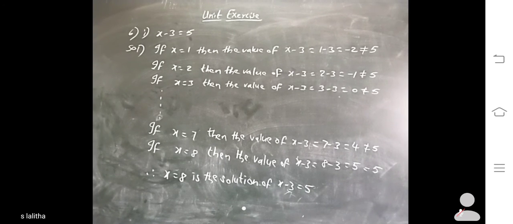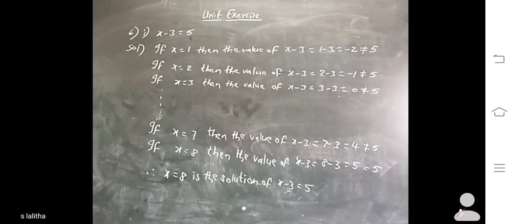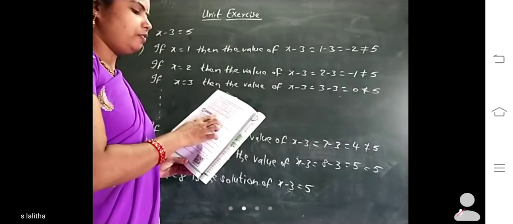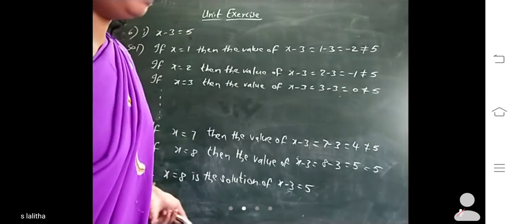Second sum, do it as homework. Third sum, write now. Fourth: -6 = 15. You can do that as homework, and write m/2 = -1 for the third one.